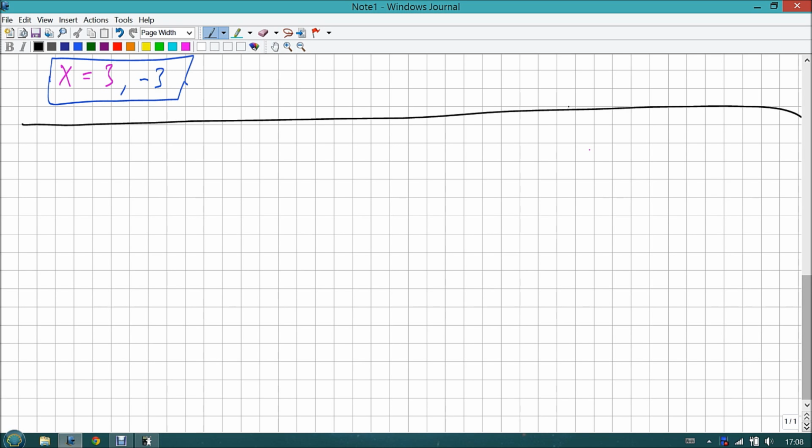All right. So let's say for a moment that we are given the absolute value of x plus 2 being equal to 5. And we're told to solve for x.